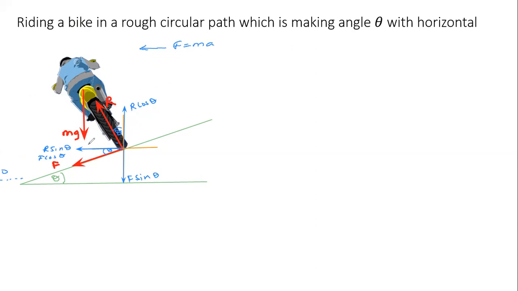Right. So if you consider the forces now in the horizontal direction, in this direction we have R sin theta plus F cos theta also there, no? R sin theta plus F cos theta should be equal to m times the centripetal acceleration, which is v squared over r. So r is the radius of the circular path. Are you clear to this point?